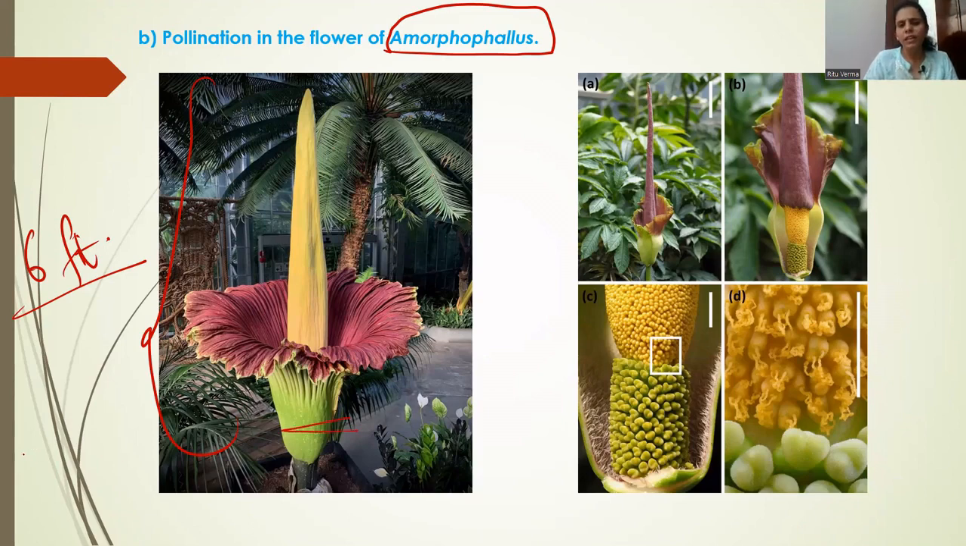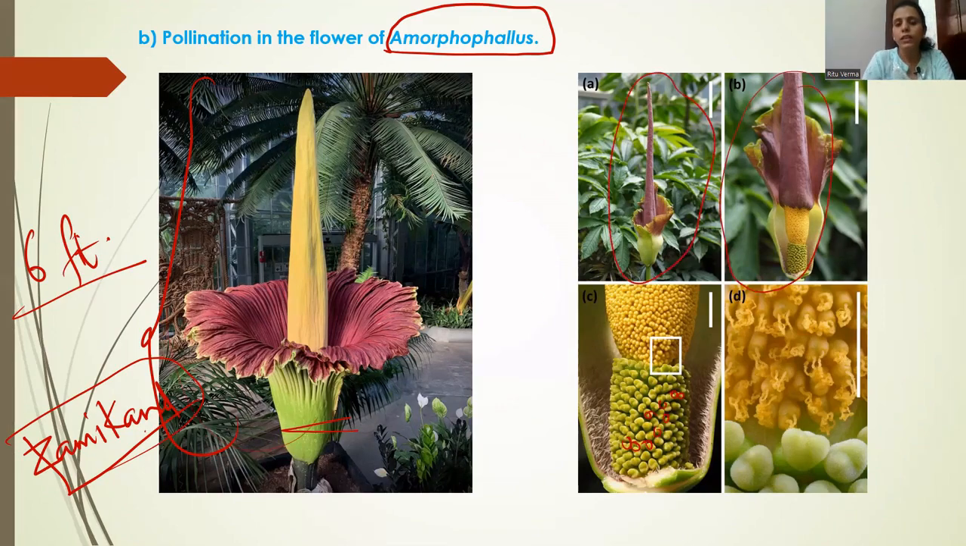A very commonly known vegetable is available in the market, which is called jamikand, as we call it in Hindi. This jamikand is actually the root of this plant, and it is consumed as food. So this jamikand is actually this Amorphophallus plant. This is the flower of jamikand.